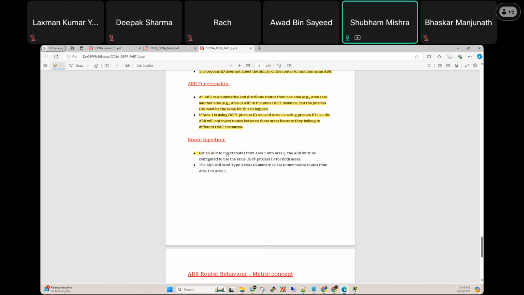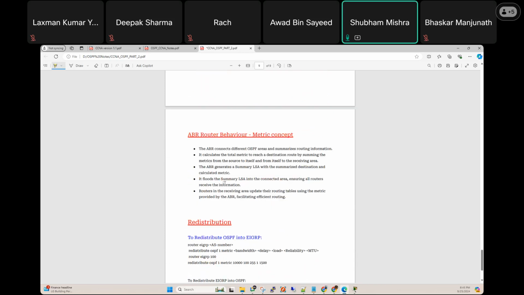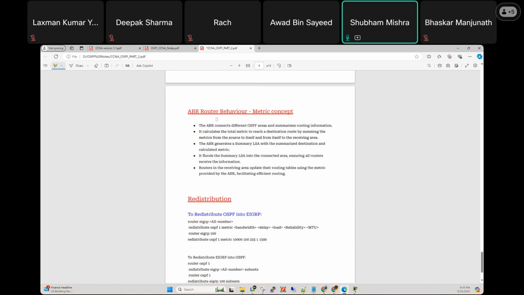For an ABR router to inject routes from area 1 to area 0, the ABR must be configured to use the same OSPF process ID for both areas. The ABR will send a type 3 LSA, called a summary LSA, to summarize routes from area 1 to area 0. From one area to a different area, routes are exchanged in the form of LSA number 3, the summary LSA. Now, what is the ABR router's behavior in terms of metric?